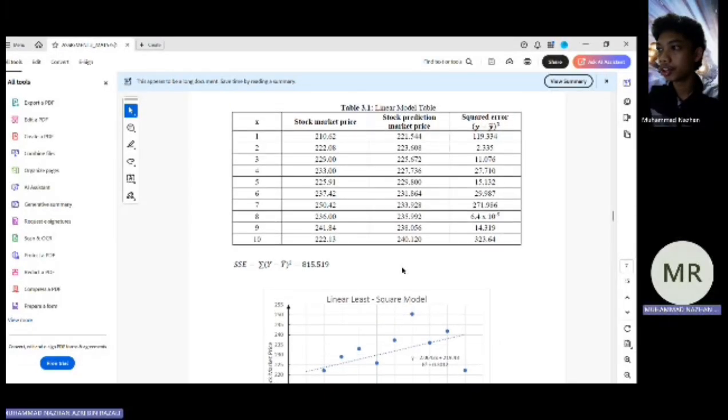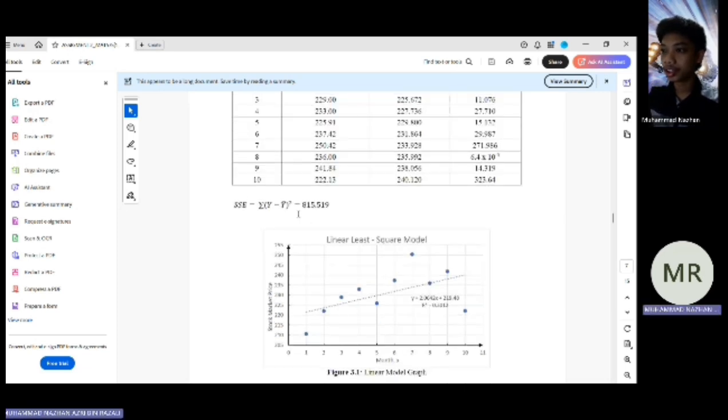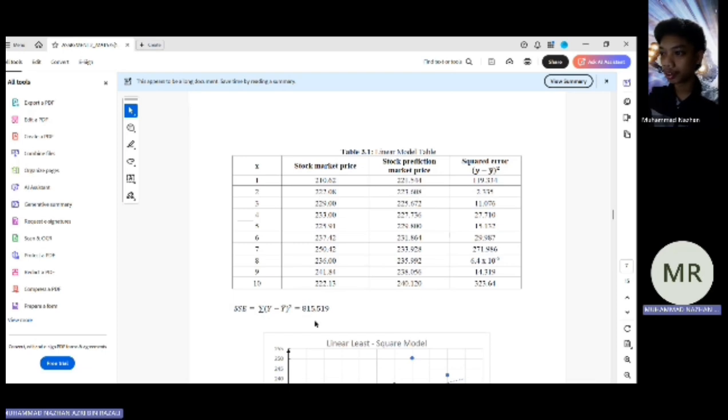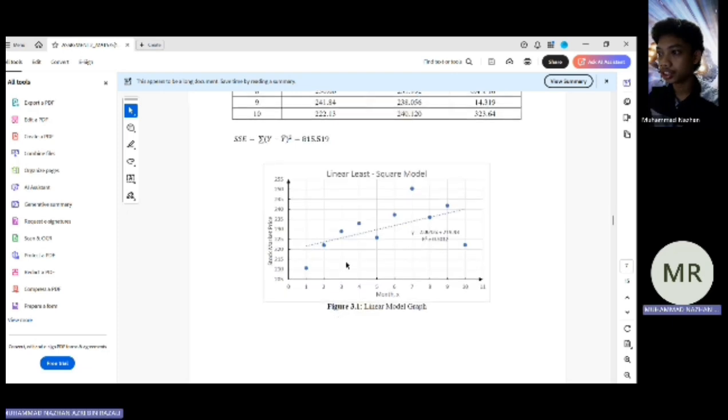Firstly, this is the table for the linear model. By using the equation of the linear model, we get the stock market price and stock prediction market price, and the square error, which is the stock market price minus the stock prediction market price, squared. The sum of the square error is 815.519. This is the linear least squares model graph made using Excel.